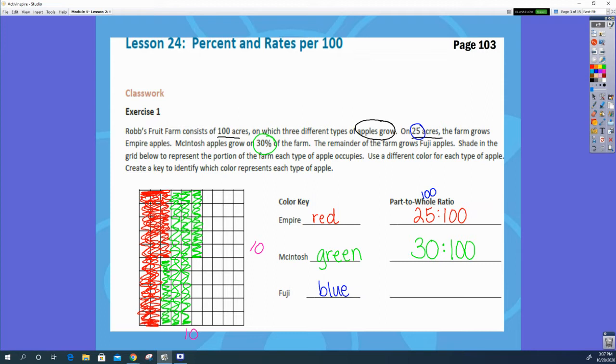Okay, so then it said everything else, the remainder of the farm, was the Fuji. So I need to figure out what percentage represents the Fuji. So right now I have 1 full column, so that's 10. Another full column, which would make 20. A third, so that would be 30. A fourth, that would make 40. And then you had 5 left over. So if I had 4 full columns, that's 40, plus 5 left over, that would be 45 to 100. Again, percentage is always out of 100.